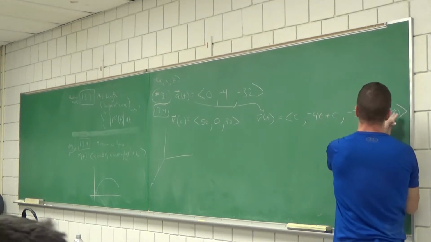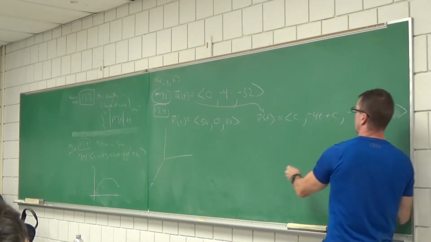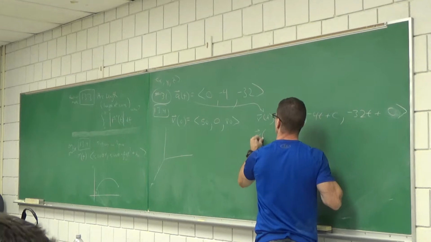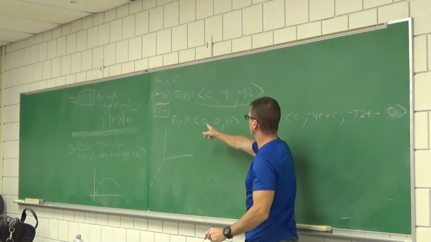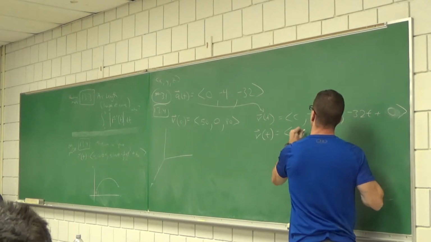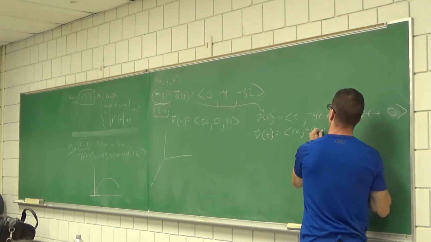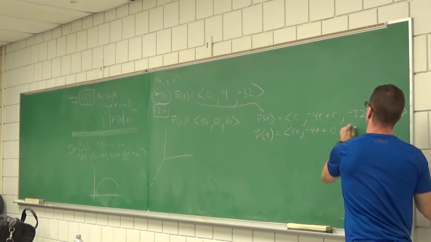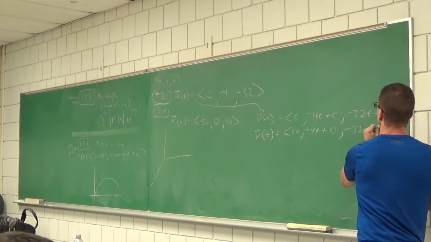Maybe I should put the plus c's first, then I'll put all the constants. So I'll do that. Let me write it again. V of t is now, because v of 0 equals these three, in terms of the initial velocity vector, that's a 50. That's a negative 4t plus 0. And this is negative 32t plus 80.